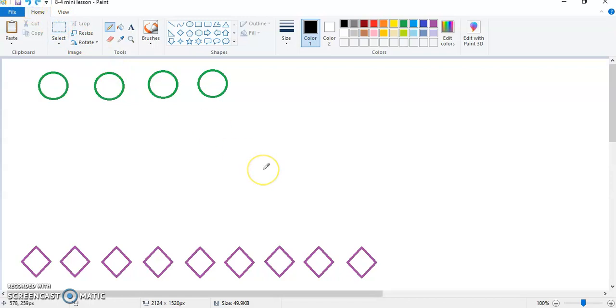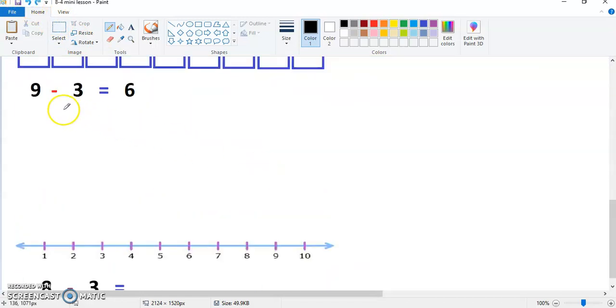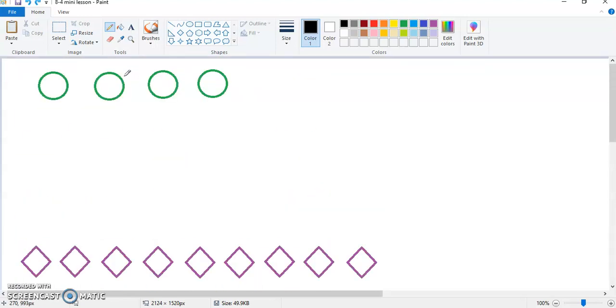So our problems are going to look a little bit more like this. This is 9 minus, that means take away, 3 equals 6 left over. This number, remember, is the in all. In all, we started with 9. We are taking away 3, and left over we have 6. So we're taking away 3 today. Let's look at a few of these problems.